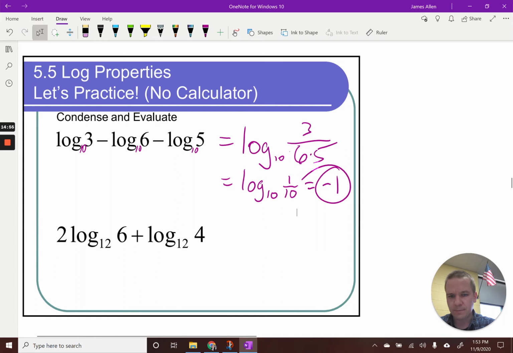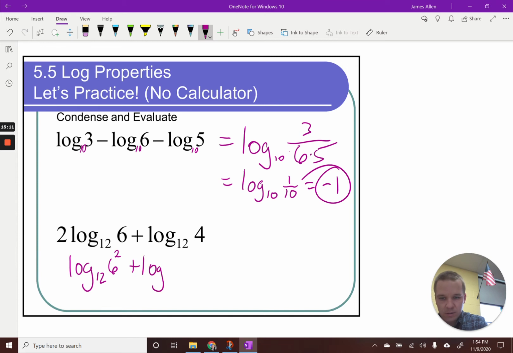All right, next one. Let's see here. I cannot condense these two yet while this 2 is a coefficient. So I'm going to bring it up as an exponent. I'll have log base 12 of 6 squared plus log base 12 of 4. Okay, so now I have, that's 36. And then I guess I can write that step out.